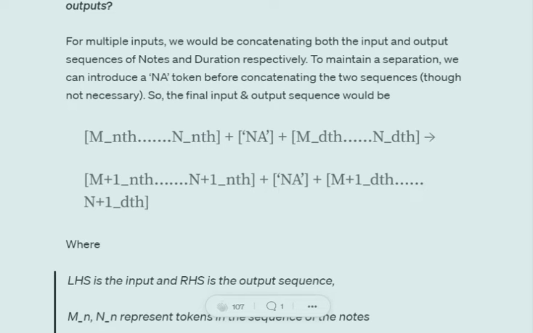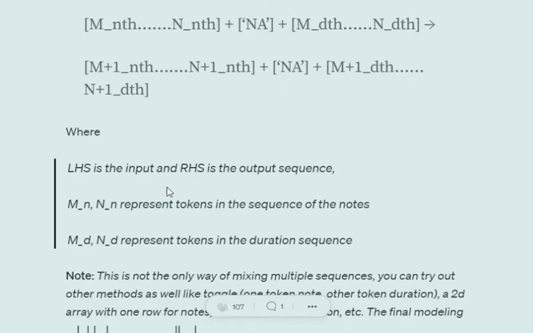The one that I have followed is, I would be considering the mth till the nth node of the nodes, plus a separator token, which I use as an NA, plus the mth till the nth token of the duration. So the window size for nodes, plus a separator token, plus the window size for the duration sequence, giving out the mth plus 1 till nth plus 1 nodes section, again a separator token, and the mth plus 1 till nth plus 1 duration section. I think this is pretty easy to understand.